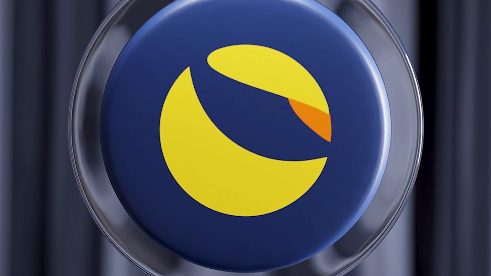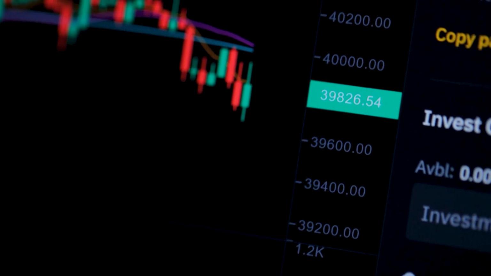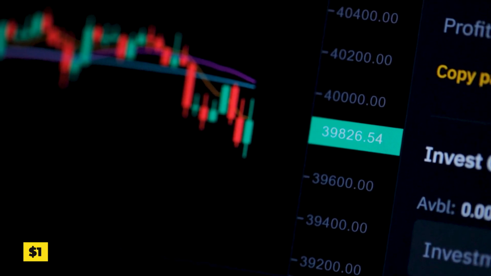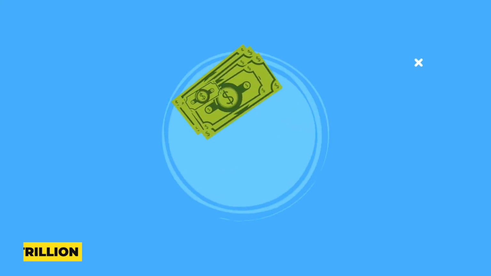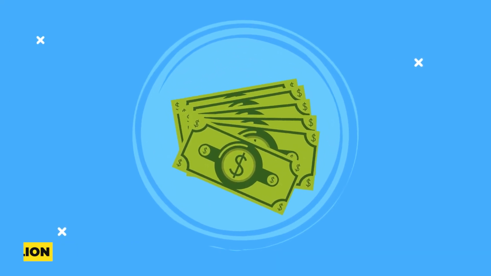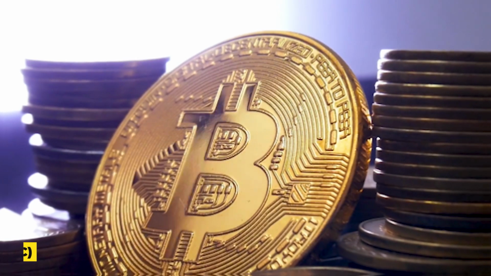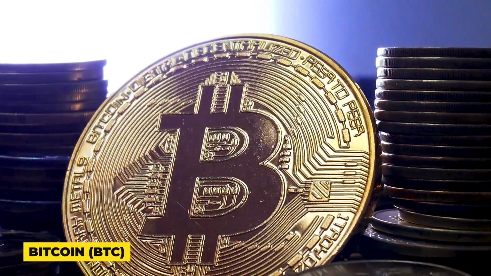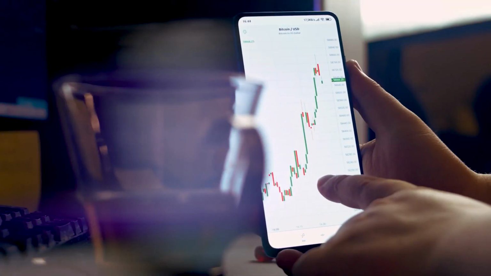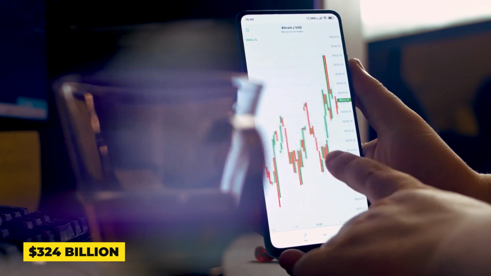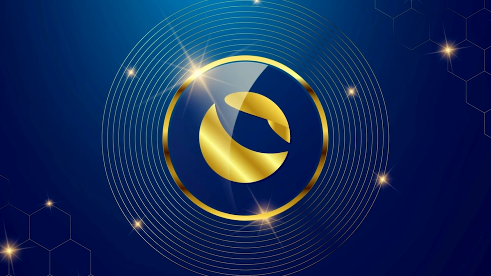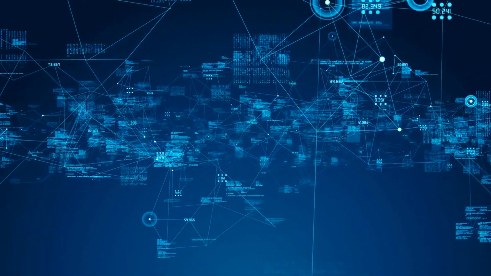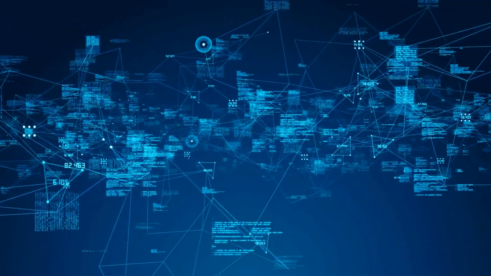If each LUNC token increases in trading value to $1, that means Terra Luna Classic alone will have a market capitalization of $5.98 trillion. Such expectations are highly unlikely considering that Bitcoin, the largest and most popular cryptocurrency, has only $324 billion in market capitalization. The LUNC ecosystem is just a pale reflection of the robust and vibrant network it was before the May crash.